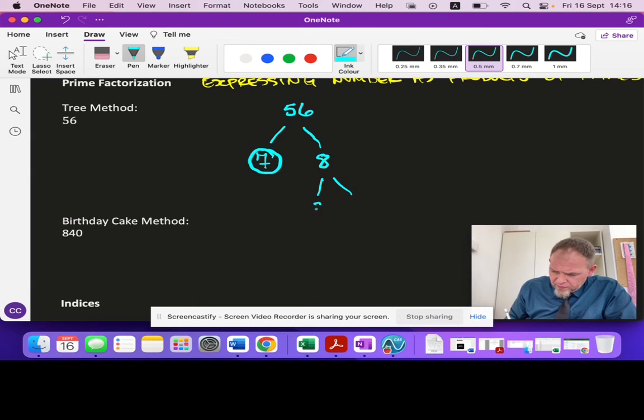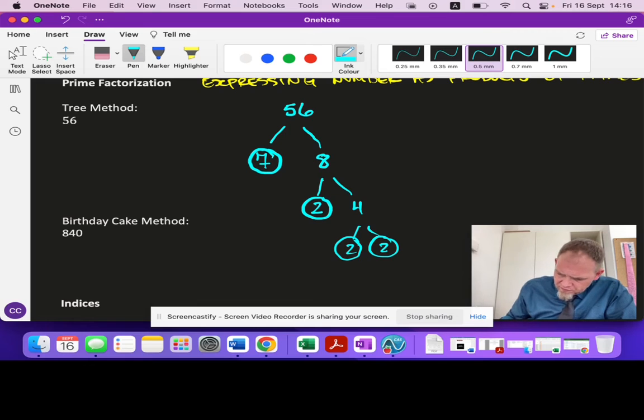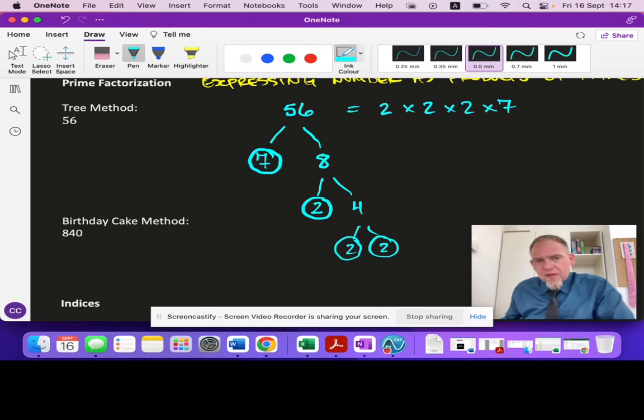If I divide 8 by 2, which is a prime number, I would get a prime and a composite. And then last but not least, we're going to divide 4, and I'm going to get 2 and 2. And so that would give me 56. I could write that as 2 times 2 times 2 times 7. That's the prime factorization of 56. It gives us it as a product of prime numbers. Okay? So that's one way of doing things.